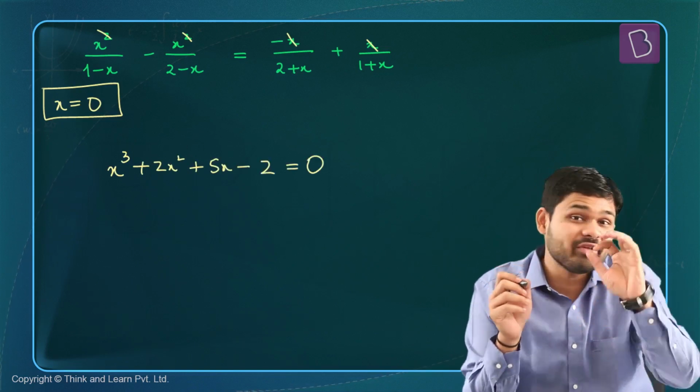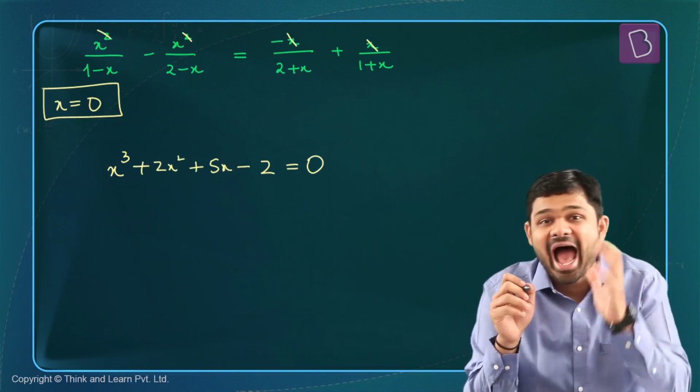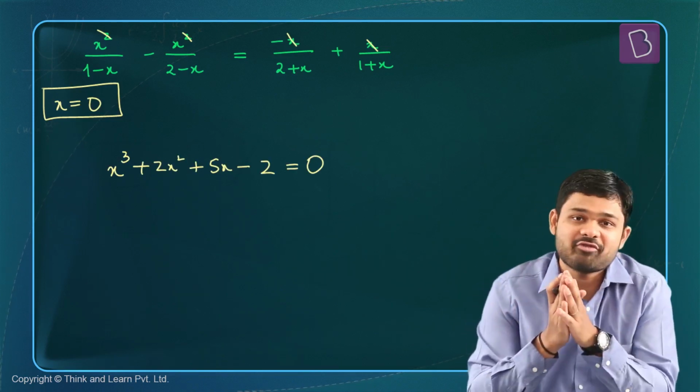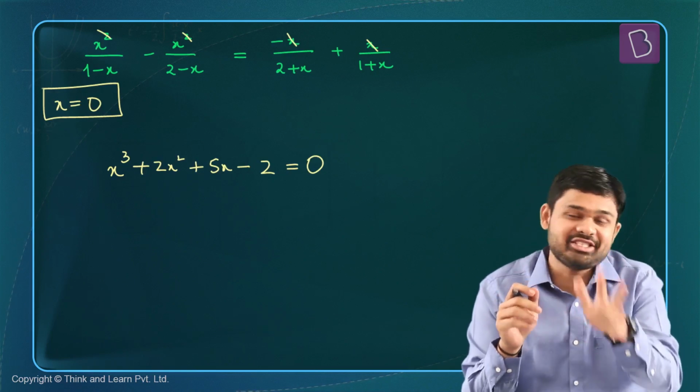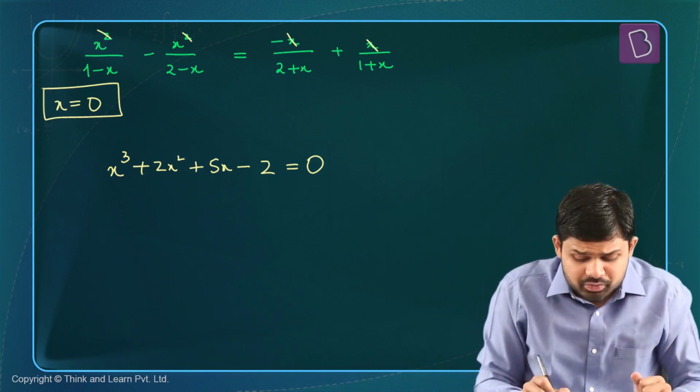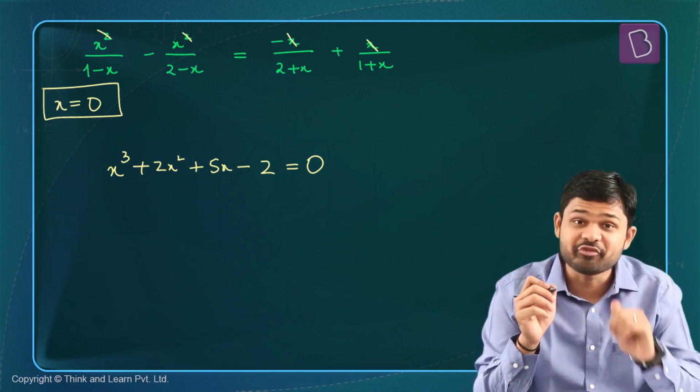Now you need to find out if this cubic equation has a root in (-1/2, 1/2), and that's where the next set of tricks are going to come into the picture. What I'm going to do is I'm going to differentiate this.